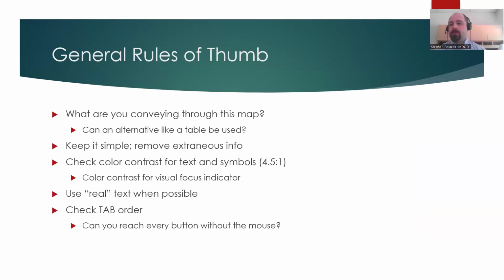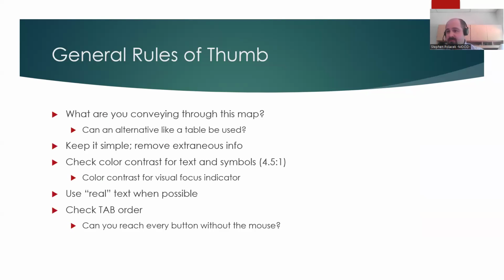So here are your general rules of thumb when you're working with maps. The first thing to think about is, what are you conveying through this map? You probably have already thought of this because there's a certain kind of data you want to show or directions or what have you, but why are you choosing this? Why are you choosing this method? Is it a possibility to use an alternative like a table?